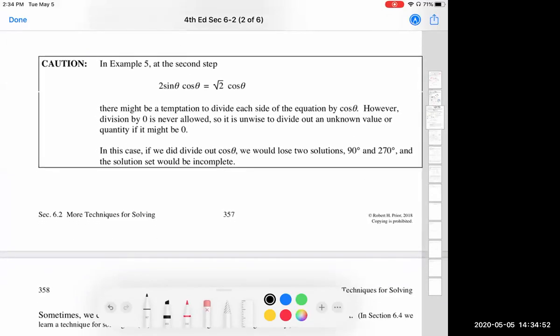All right, caution. In example 5, in the second step, we had 2 sine theta cosine theta equals square root of 2 cosine theta. There might be a temptation to divide each side of the equation by cosine theta. However, division by 0 is never allowed, so it is unwise to divide by an unknown value or quantity if it might be 0. In this case, if we did divide out the cosine theta, we would lose two solutions, 90 and 270, and the solution set would be incomplete. So lesson learned: do not divide by your trig function, because you're losing that value and thus losing a potential answer.